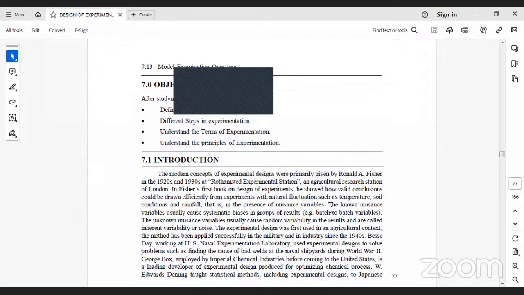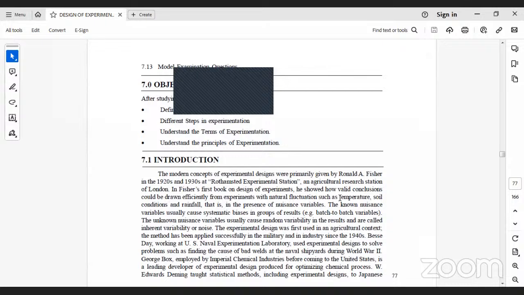In the topic we are discussing here, the modern concepts of experimental designs were preliminarily developed by Ronald Fisher in the 1920s and 1930s, at Rothamsted Experimental Station, the Agriculture Research Station of London. In Fisher's first book, The Design of Experiments, he showed how valid conclusions could be drawn efficiently from experiments with natural fluctuations such as temperature, soil conditions, and rainfall, that is, in the presence of nuisance variables.